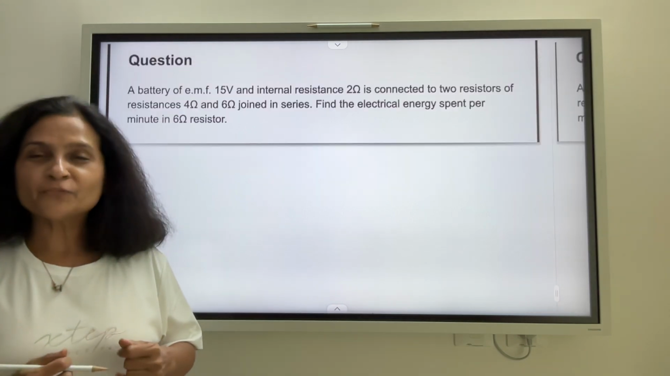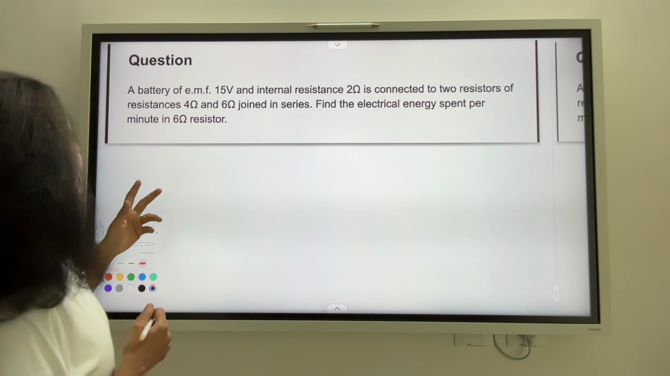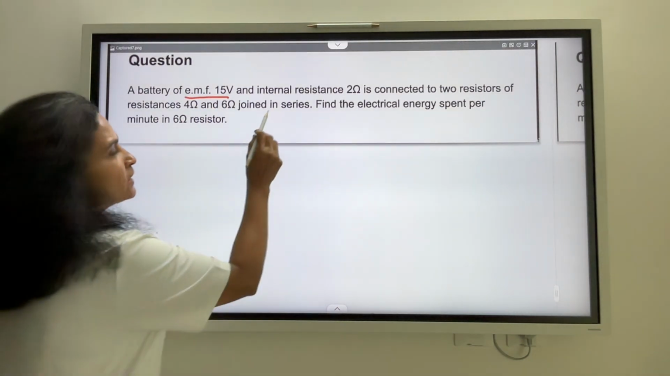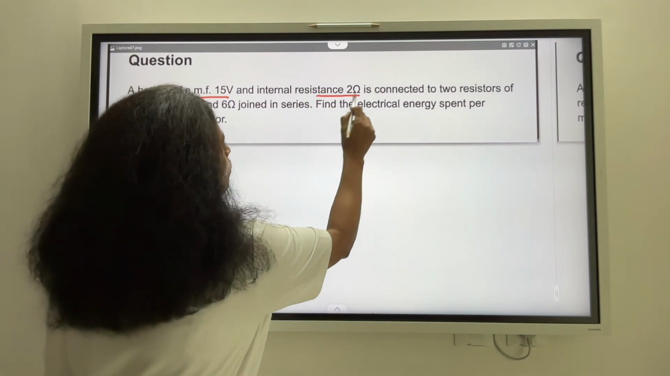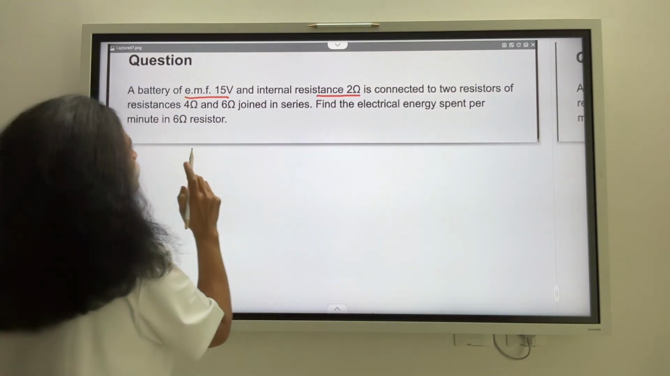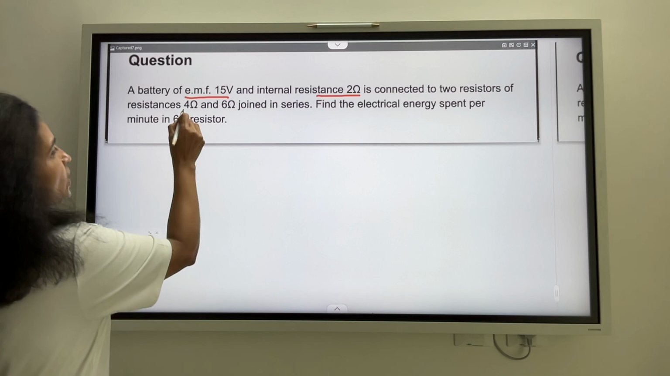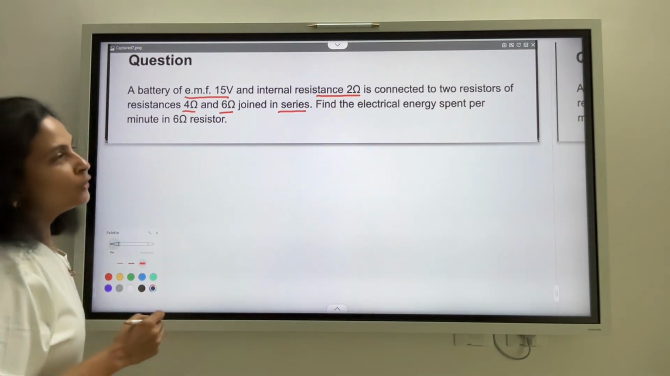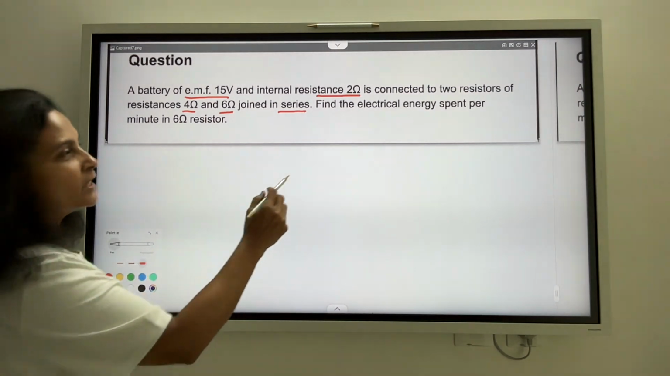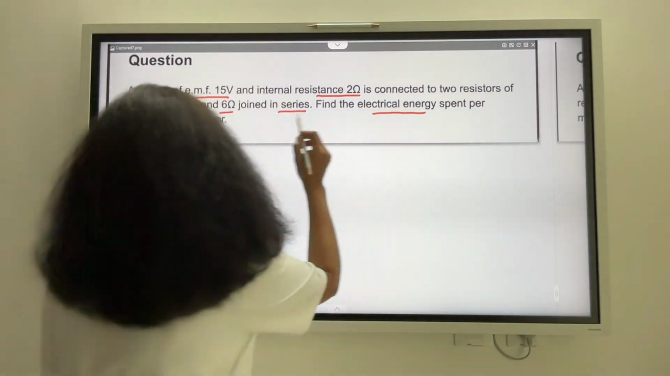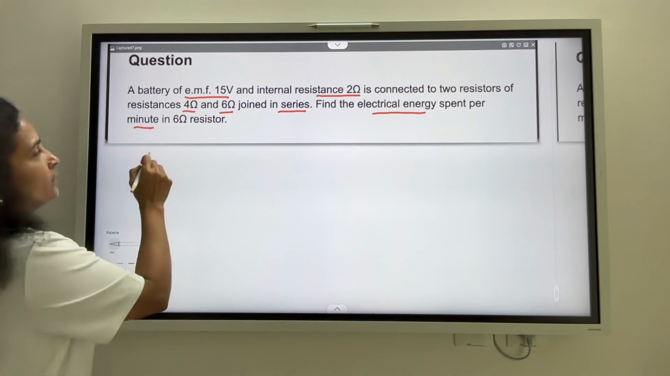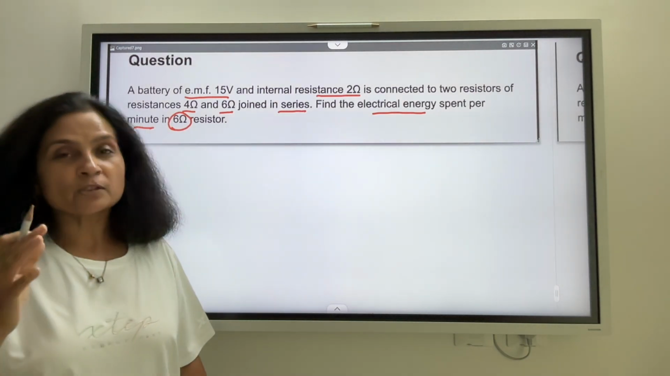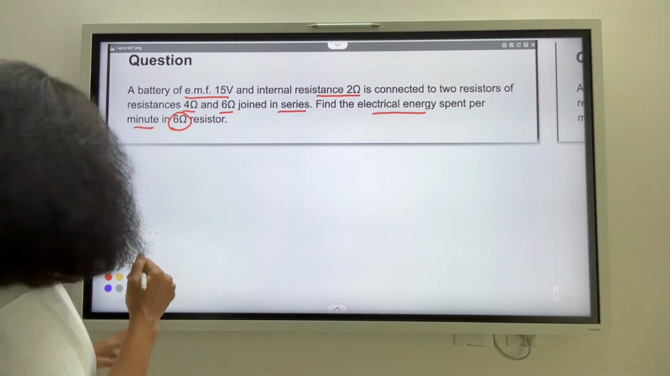A slightly different question here. A battery of EMF 15 volt and an internal resistance of 2 ohm is connected to two resistors of resistances 4 ohm and 6 ohm. They are joined in series. You have to find out the electrical energy spent per minute in the 6 ohm resistor. So first let us make our circuit.